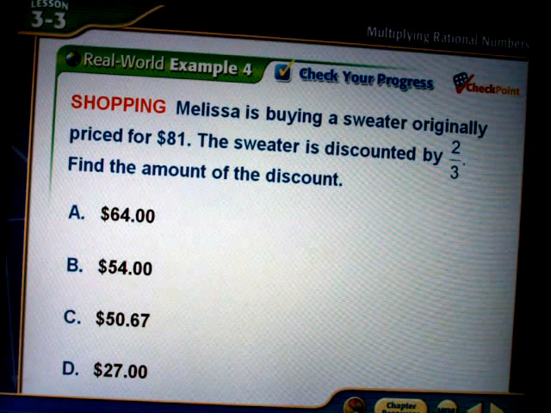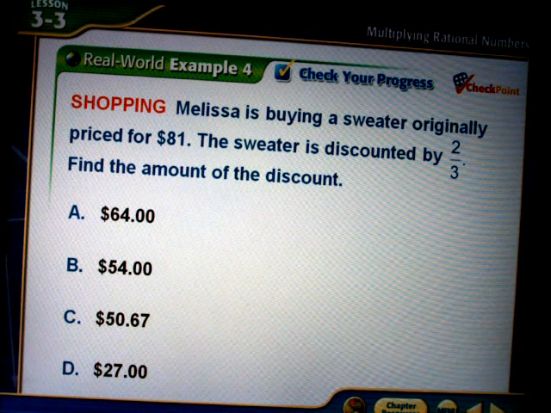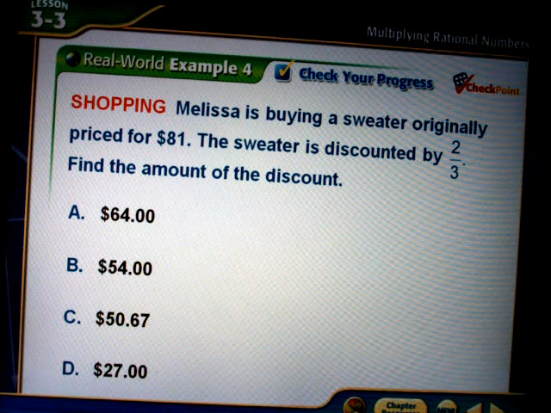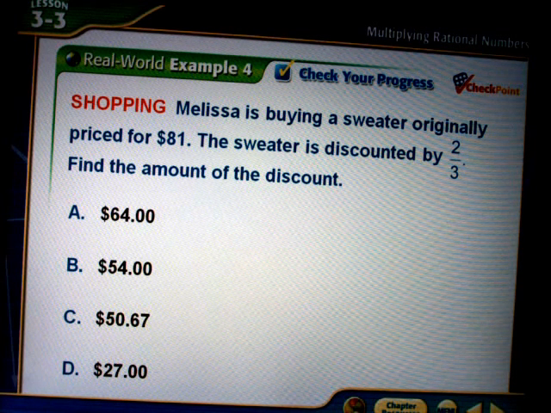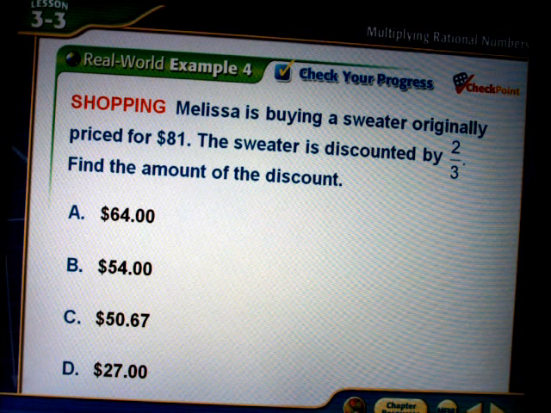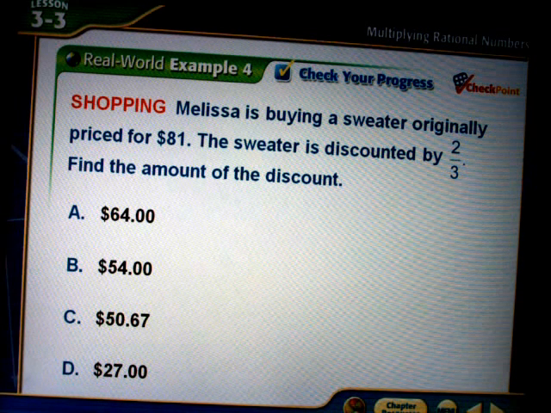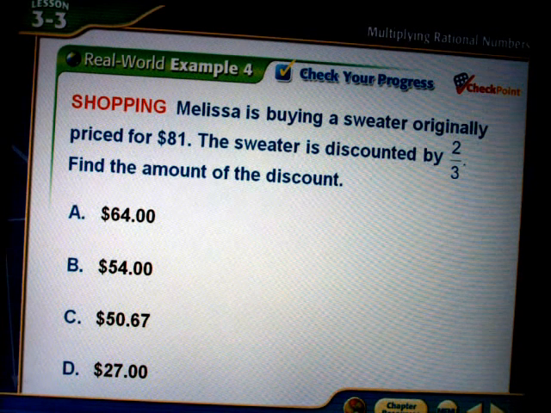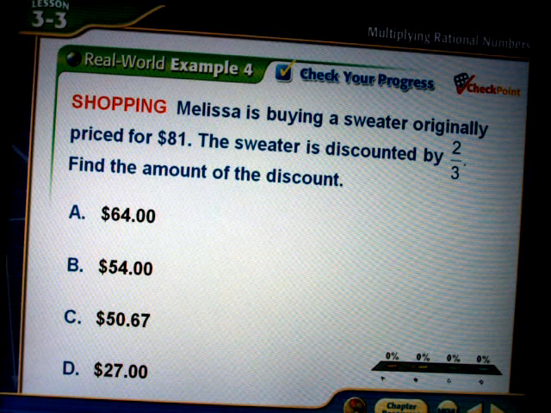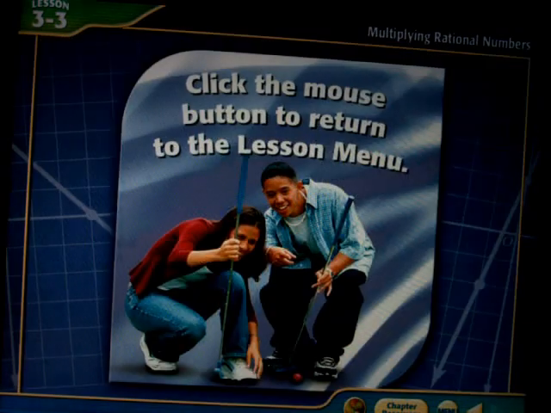So Melissa is buying a sweater originally priced for $81. The sweater is discounted by 2/3. Find the amount of the discount. So we're going to take 81 times 2/3 to find out how much she is saving on the sweater. Is the answer A, $64, B, $54, C, $50.67, or D, $27? And your answer is B, $54. And that concludes your lesson.